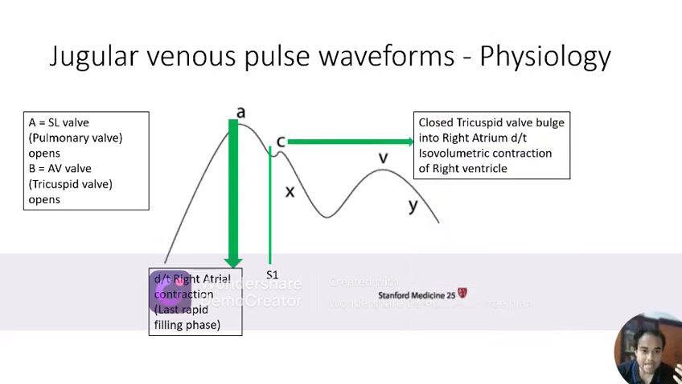Now, as the right ventricle starts contracting, the pressure in the right ventricle is still lower than the pressure in the pulmonary artery, as a result of which the pulmonary valve remains closed. The tricuspid valve was already closed earlier, resulting in the isovolumetric contraction of the right ventricle, which causes the right ventricular pressure to rise higher and pushes the tricuspid valve into the right atrium, causing an elevation of the right atrial pressure, which is responsible for the C wave.